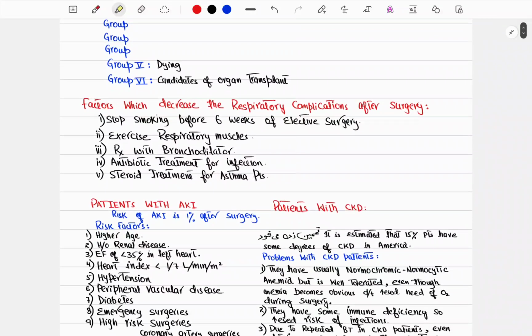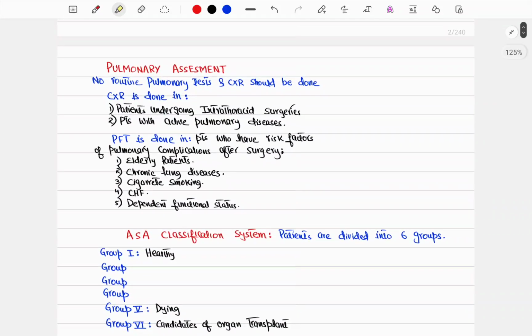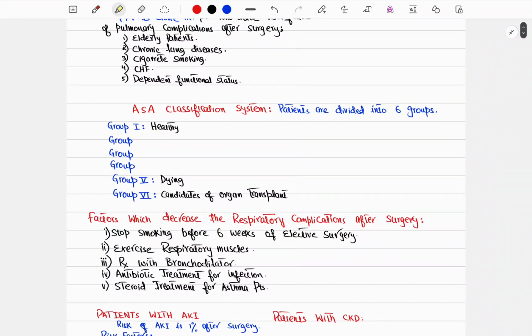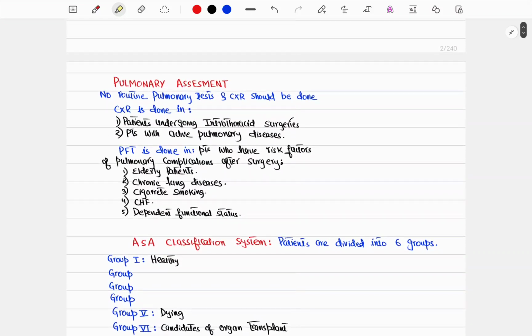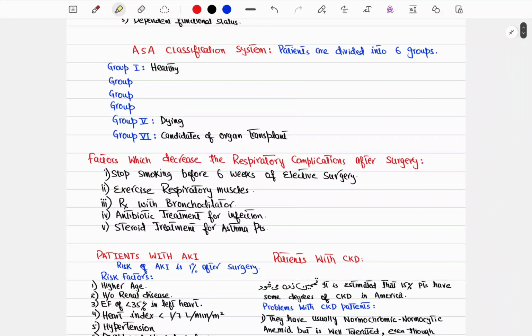Then there are some factors which decrease the respiratory complications. For these patients who have increased risk factors, we have some interventions we do in patients with a problem in pulmonary function, so that we can decrease the respiratory complications after surgery. So what should we consider in these patients?